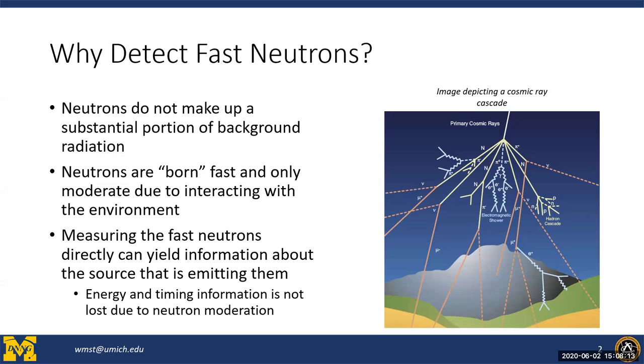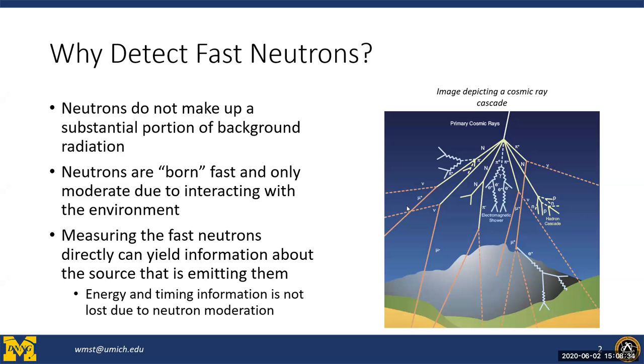Measuring fast neutrons directly can yield information about the source that is emitting them, yielding potentially spectroscopic information, timing information, things of that nature, since we don't have the neutron scattering in the environment or scattering in some kind of polyethylene and then interacting with our detector.